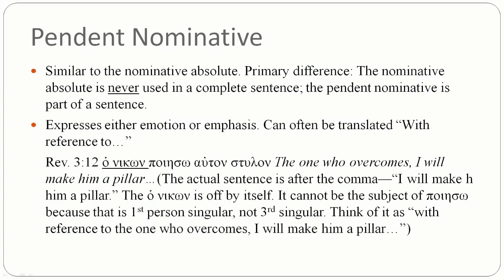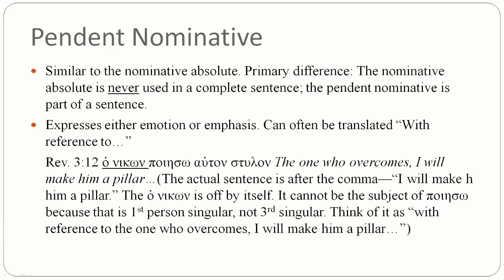It's one of those weird statements in Revelation. I will make him a pillar in the temple of my God, and he will never leave it. Some people are going, oh, I don't know if I want to be one of these overcomers. In the context of Revelation, it's a good thing. But the one who overcomes, I will make him a pillar. Now, the actual sentence is after the comma. The actual sentence is, I will make him a pillar.